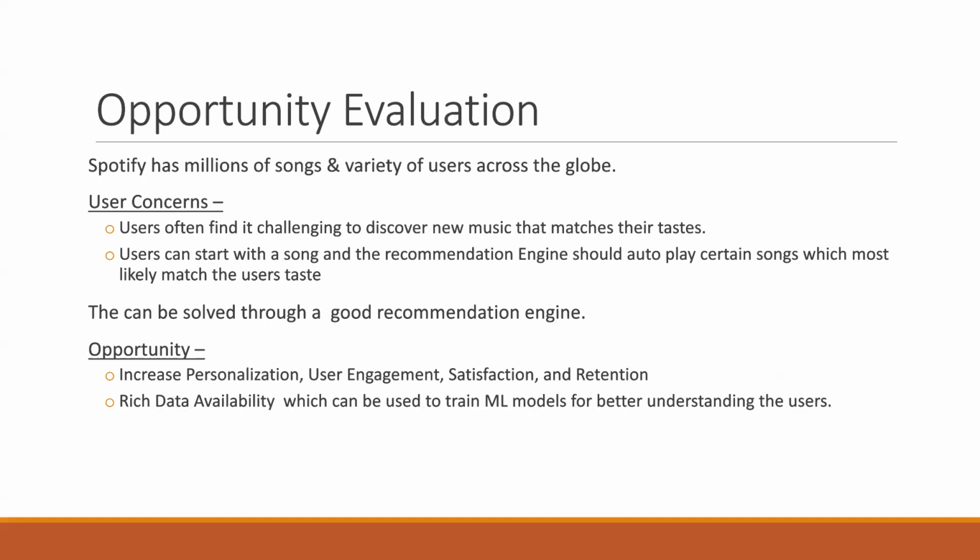From the user concern standpoint, users often find it challenging to discover new songs based on their taste. For example, if I know Backstreet Boys and have liked them throughout my life, unless someone recommends me something new, I don't know much about something like Green Day, which is a very similar example. It got released in the same era. So we need a good mechanism to discover new music based on the kind of songs that I played.